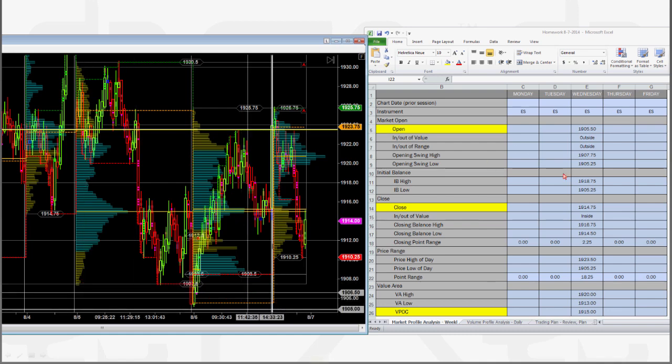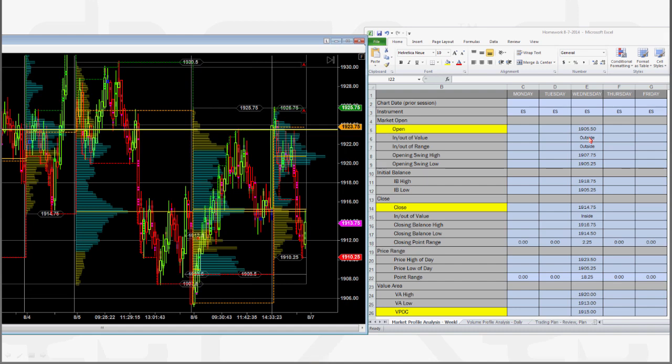So I want to identify, was it outside? Because I want to know overall in the day, what was the conviction level? And what you can do in here is just put outside low. So this tells me that the market opened outside of the range and to the downside.